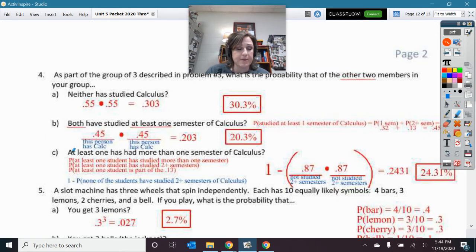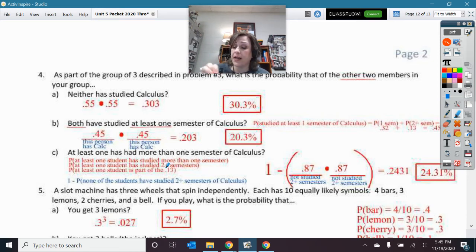All right, next. At least one has had more than 1 semester. Well, more than 1 semester is that part that was 2 plus. So at least one student has had 2 plus semesters. Do you remember from the previous page, the 2 plus semesters was 13%. So at least one has had that 13% or is part of that 13%. Okay, so I got at least one.